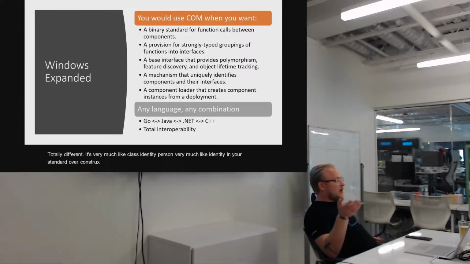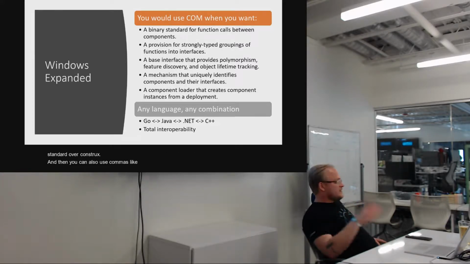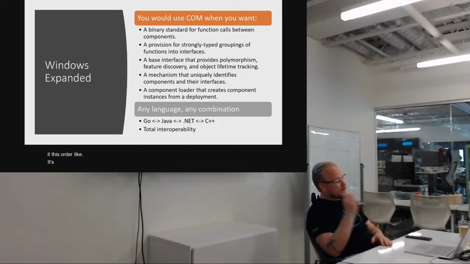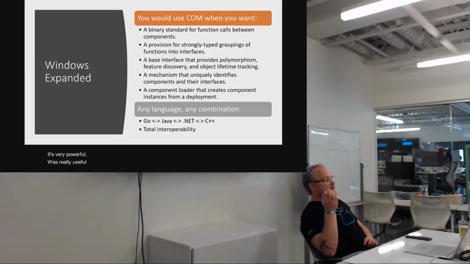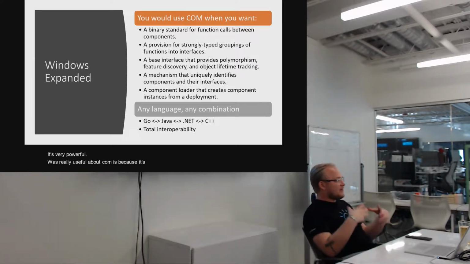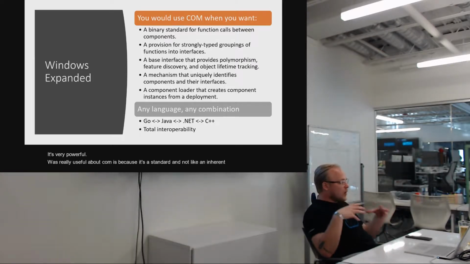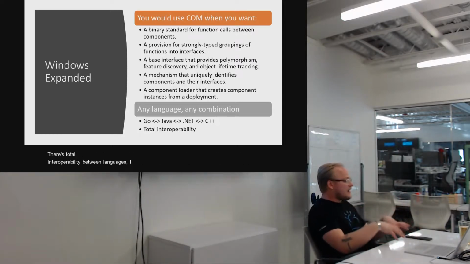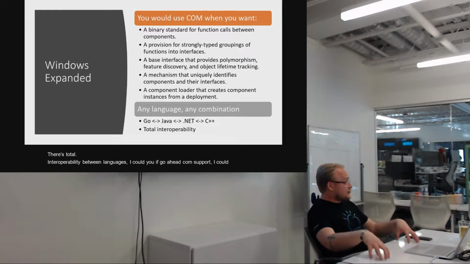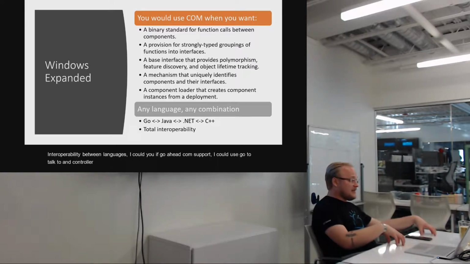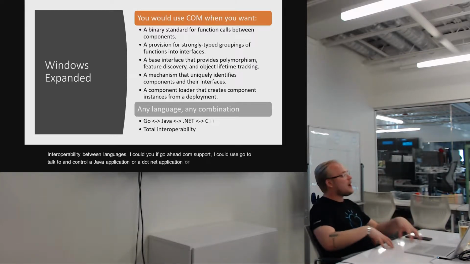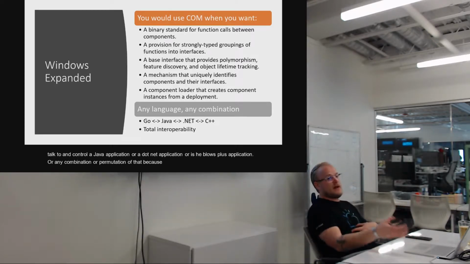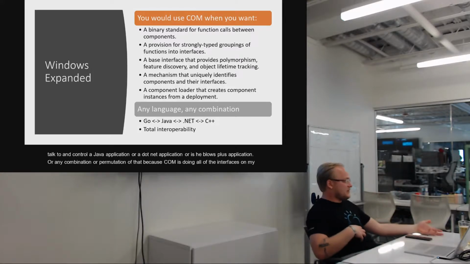And then you can also use COM as a component loader as well. You can say, hey, initialize these things, do it in this order. It's very powerful. What's really useful about COM is because it's a standard and not an inherent language, there's total interoperability between languages. If Go had COM support, I could use Go to talk to and control a Java application or a .NET application or a C++ application, or any combination or permutation of that, because COM is doing all of the interfaces on my behalf as opposed to the actual language, right?